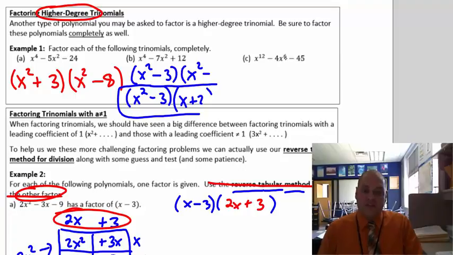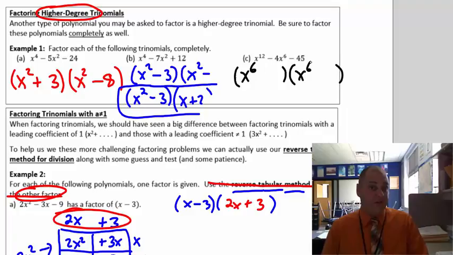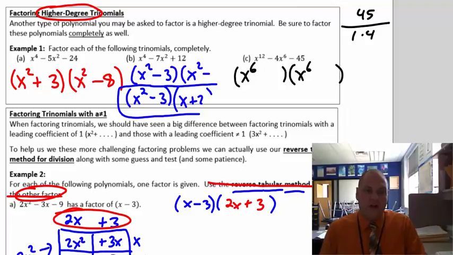Now, x to the 12th, x to the 6th. Same idea. Okay? It's going to be x to the 6th, x to the 6th. I know this looks weird. You've never done it before, right? You'll get a hang of it. 45. 1 times 45, 3 times 15, 5 times 9.